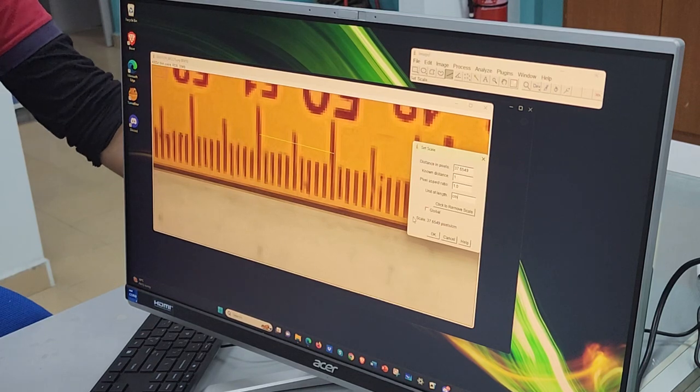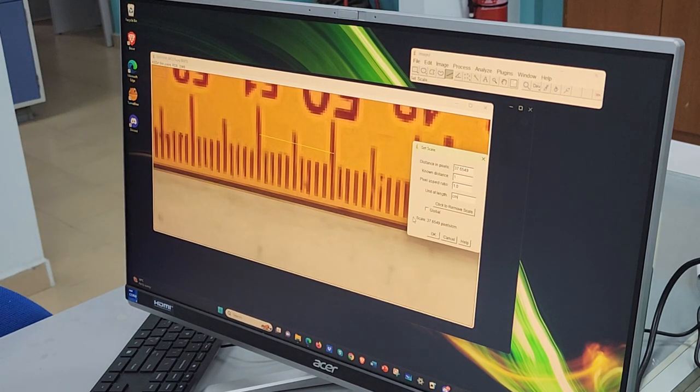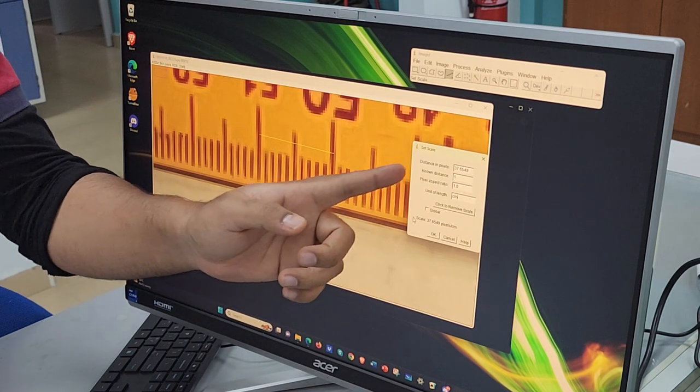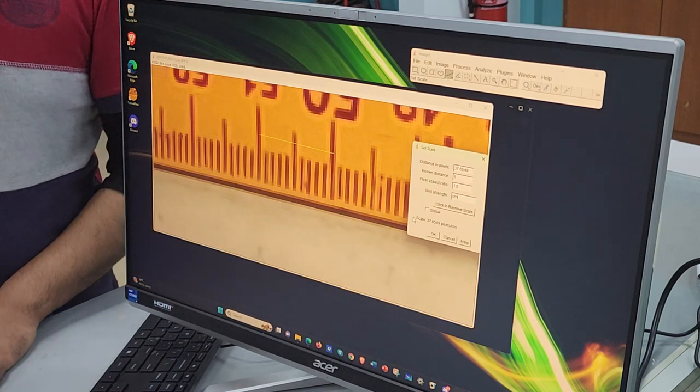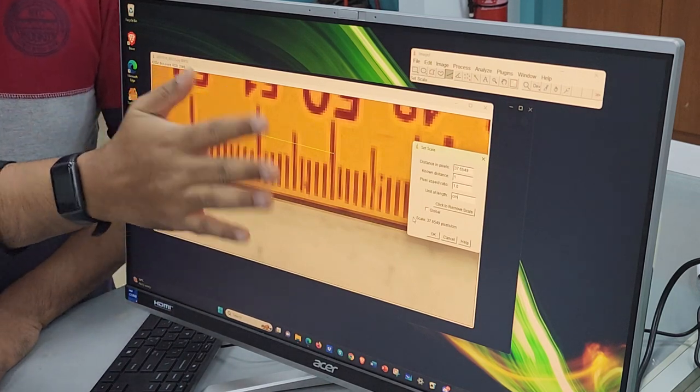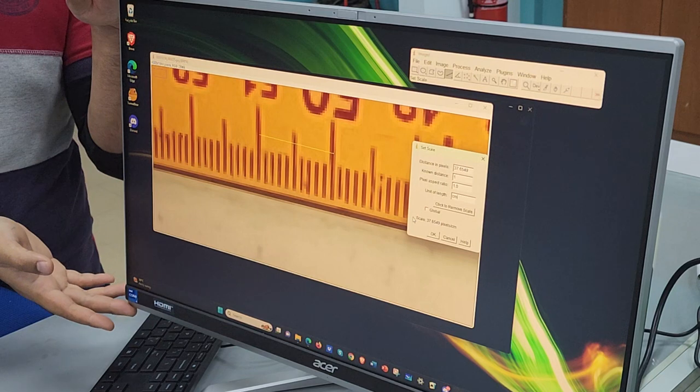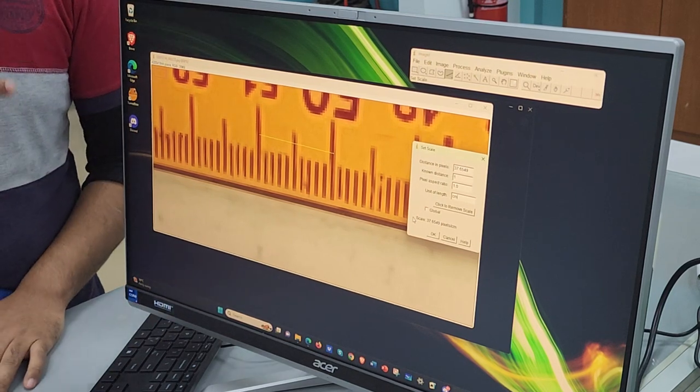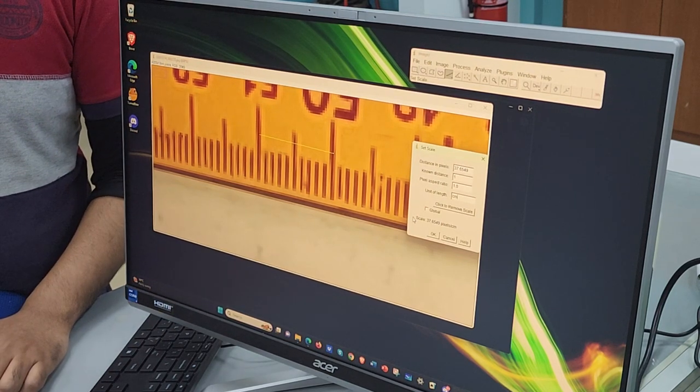Do not follow my reading. This is my computer, my image. Your image won't be the same. That's the whole idea of doing this, because every image will be different.